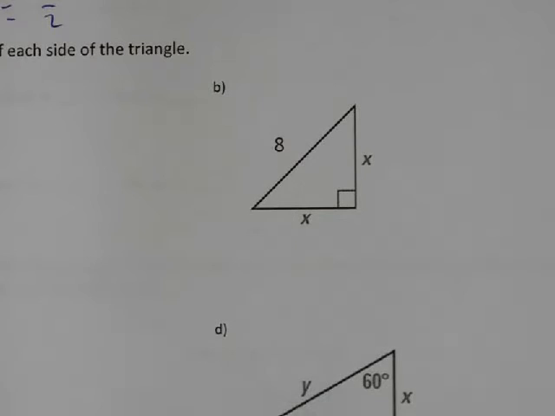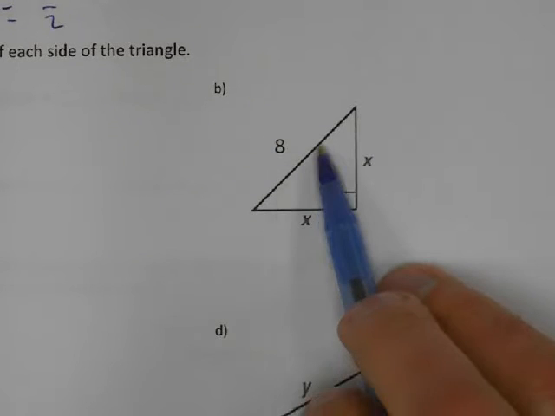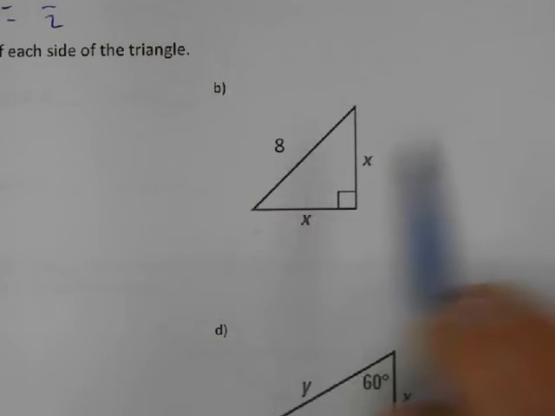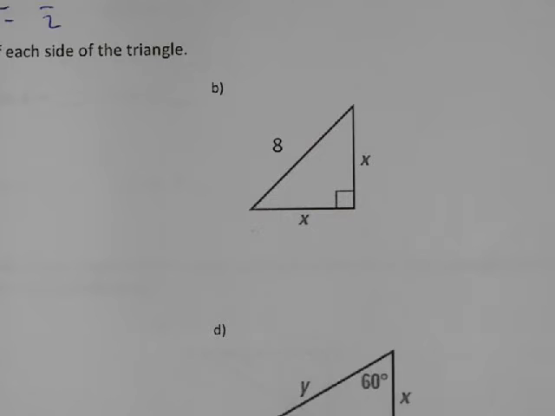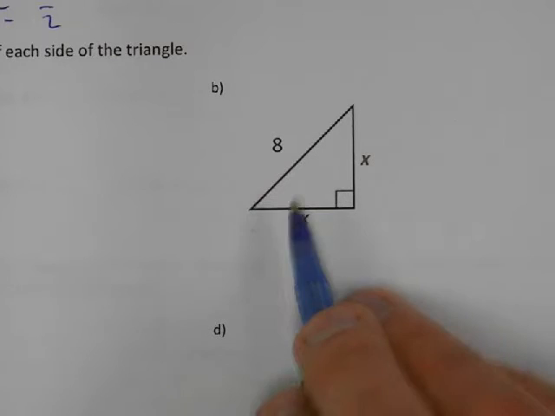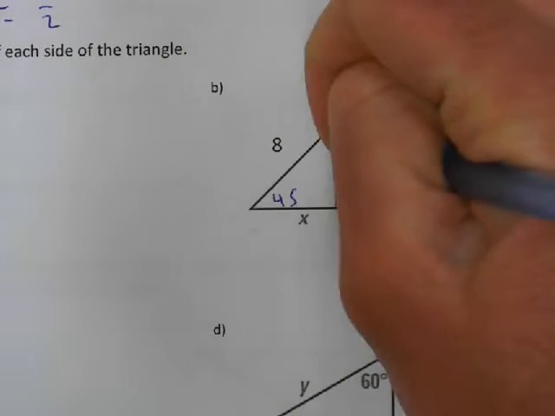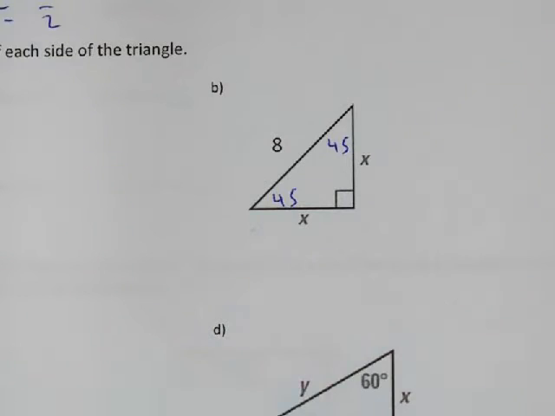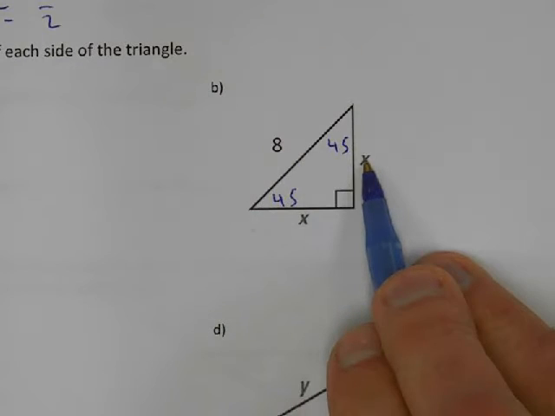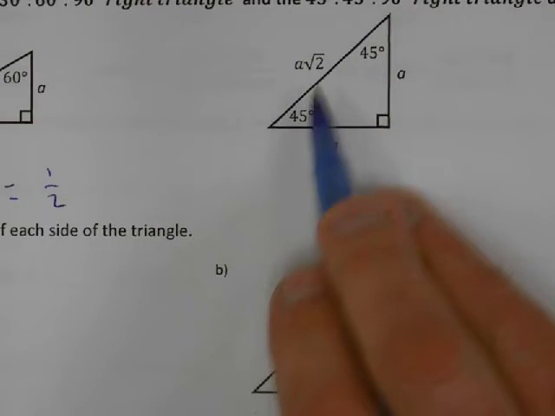Okay, now part B is a little bit tougher. This time my hypotenuse is 8. Okay, now don't worry about the number itself, worry about what side you have. First of all, what type of triangle is it? Well, since this is isosceles, these have to be 45-degree angles. So this is a 45, 45, 90 right triangle. I have my hypotenuse, so I want my legs.